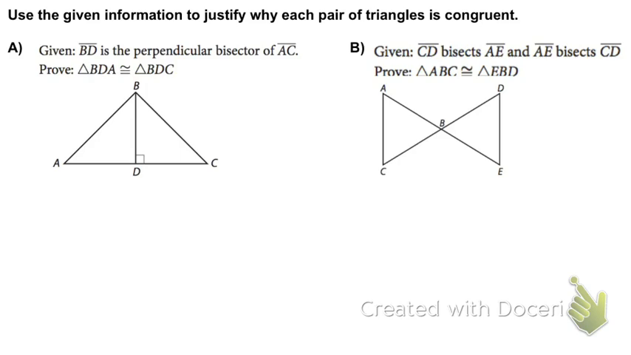Wait, what does perpendicular bisector mean? Okay. Intersects at right angles, that's the perpendicular part. So BD forms a right angle with AC on both sides. They'd both be right angles then, right? If one of them's a right angle, the other one is too. Okay. Now what's the other part of that word? Bisector means? Yes, Liam. Splits it down the middle.